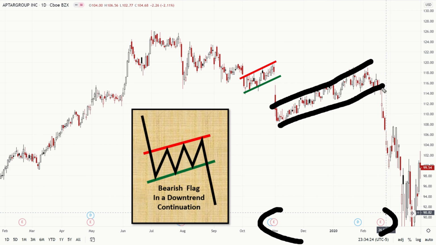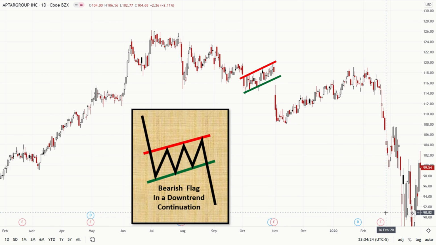Okay, then breaks out again. Then this one you have some time to sell before it goes really downwards and volatile. Okay, that's one example. Bearish flat in a downtrend continuation. Oh, okay, I did highlight the second.